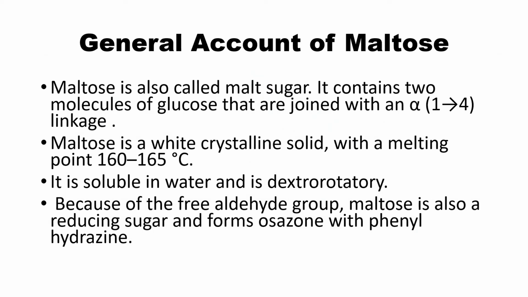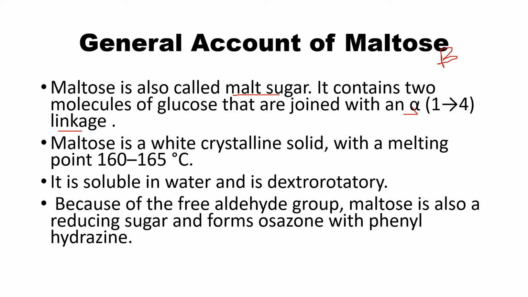General account of maltose. Maltose is also called malt sugar. It contains two molecules of glucose that are joined with an alpha 1,4 linkage. Which type of linkage? Alpha 1,4 linkage. That's the key point you should realize. Keep in your mind: in cellobiose there is beta 1,4 linkage, but in maltose there is alpha 1,4 linkage.